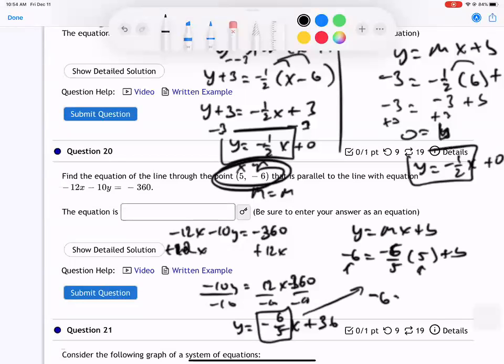So negative 6 is equal to, the 5's divide out nicely, so we're left with negative 6 plus b. Add 6 to both sides. Turns out they actually cancel out here. B is equal to 0. How nice. So y is equal to slope negative 6 over 5 x plus 0. Lucky for us, it's just 0. Just lucky here. It's not going to be 0 normally.